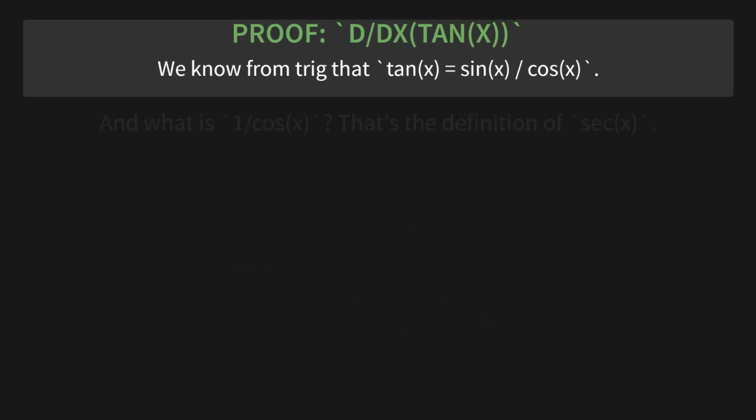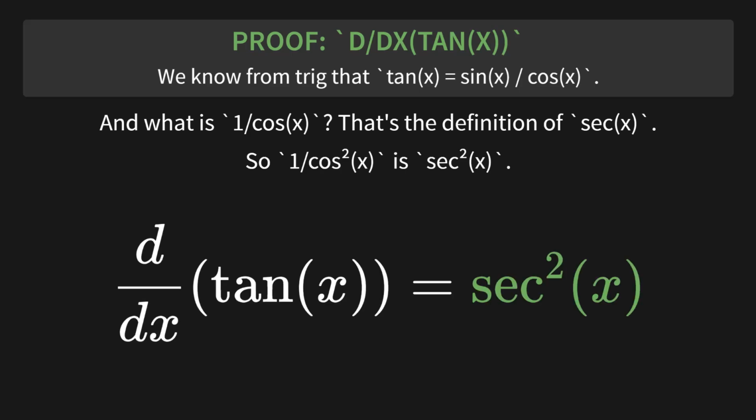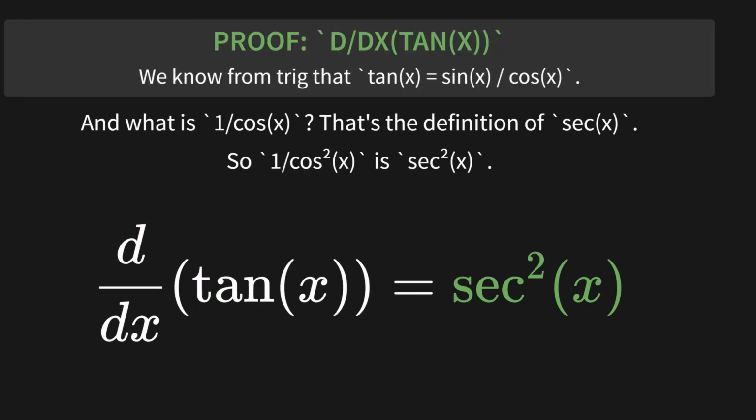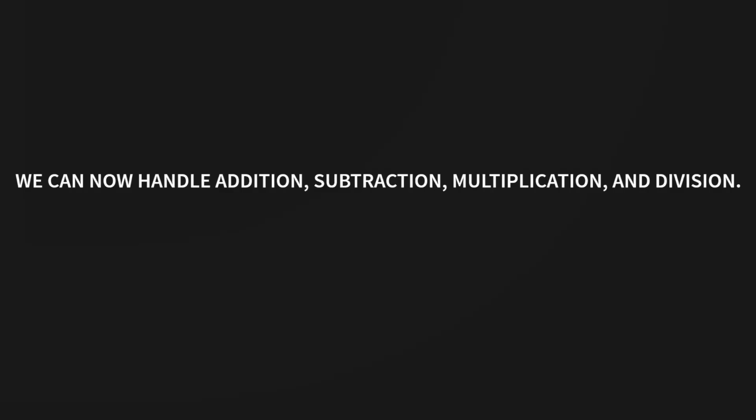This is amazing. And what is 1 over cosine of x? That's the definition of secant of x. So 1 over cosine squared of x is just secant squared of x. The derivative of tangent of x is secant squared of x. We've done it. We just proved one of our library rules completely from scratch. See how it all connects? No magic, just rules building on rules.